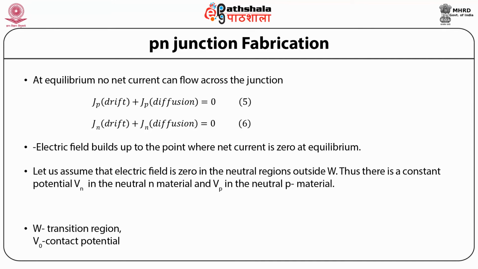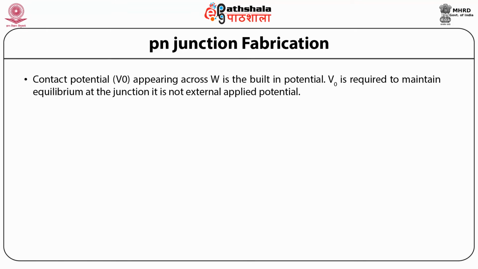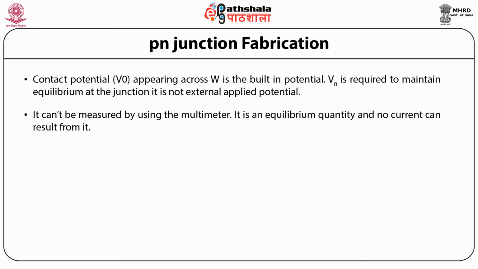Let us assume that the electric field is zero in the neutral regions outside W. Thus, there is a constant potential Vn in the neutral n material and Vp in the neutral p material. So a potential difference V0 is developed between the two, and this is V0 equal to Vn minus Vp, where V0 is the contact potential, which appears across W, that is the built-in potential. This is required to maintain the equilibrium at the junction, and it is not the external applied potential. It cannot be measured by using a multimeter, and thus it is an equilibrium quantity, so no current can result from it.